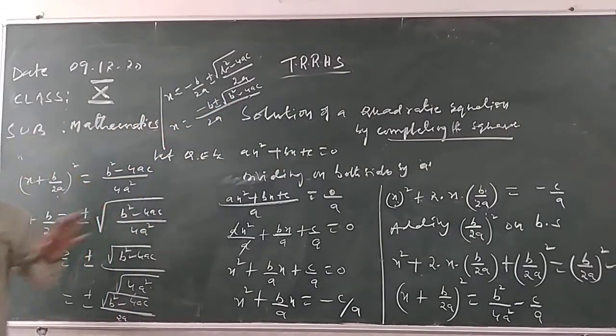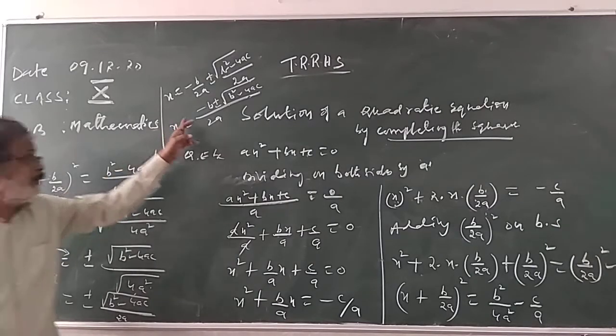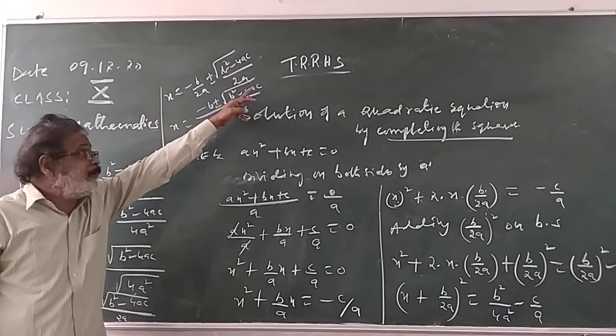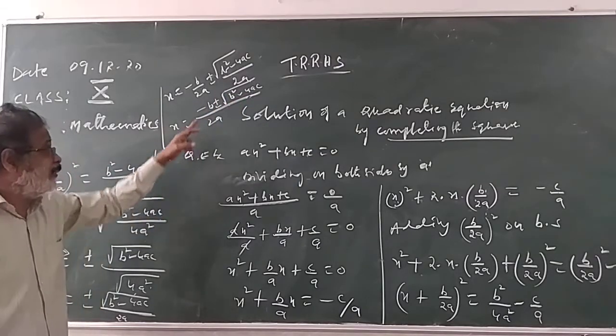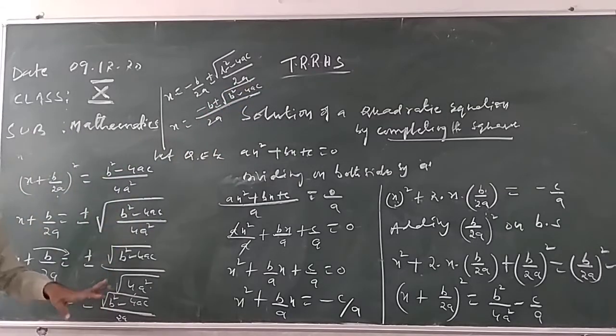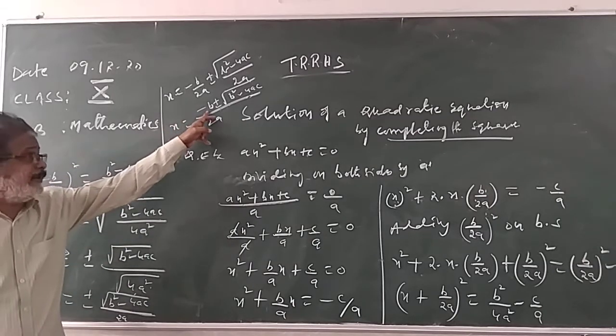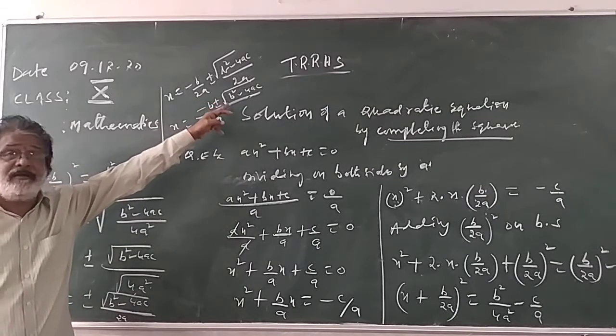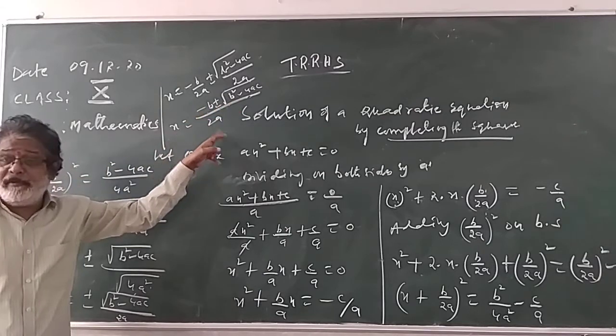Here there are two roots, since being a quadratic equation it has two roots. One is minus b plus under root b square minus 4ac whole by 2a. The second root is minus b minus under root b square minus 4ac whole by 2a. So like this we got the solution of ax square plus bx plus c equal to 0. x is equal to minus b plus or minus under root b square minus 4ac whole by 2a.